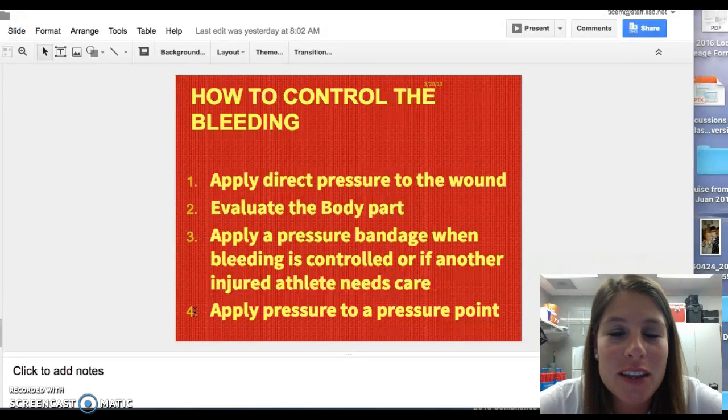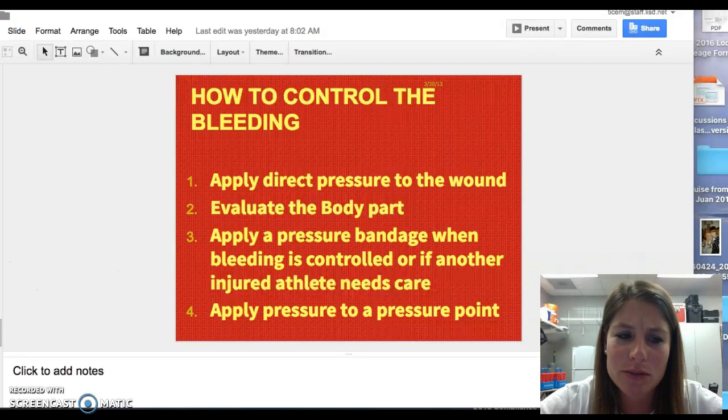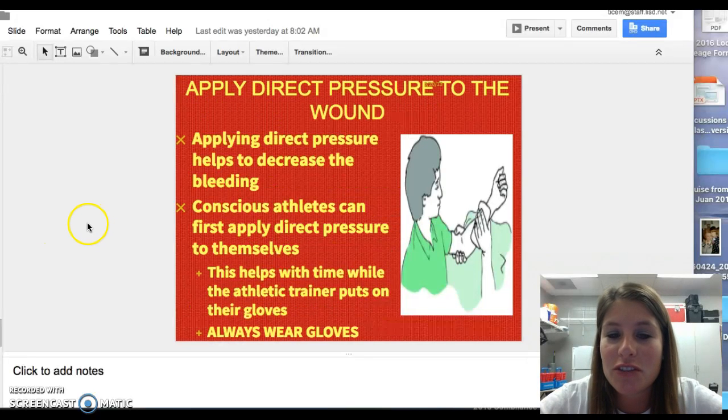And the last one is going to be apply pressure to a pressure point, okay? Your blood is going to every part of your body, the blood's coming from the heart. So we have these different things called pressure points that are going to help decrease the blood flow. So here's our first step.